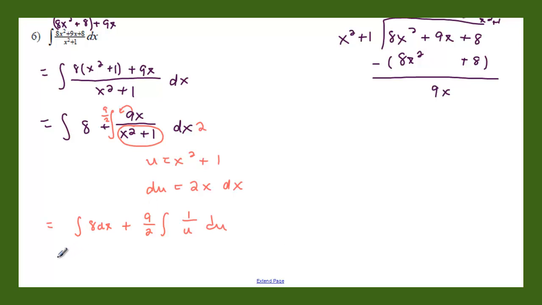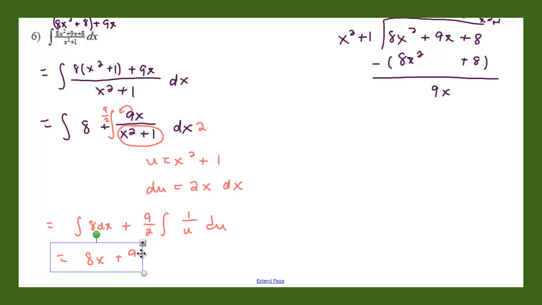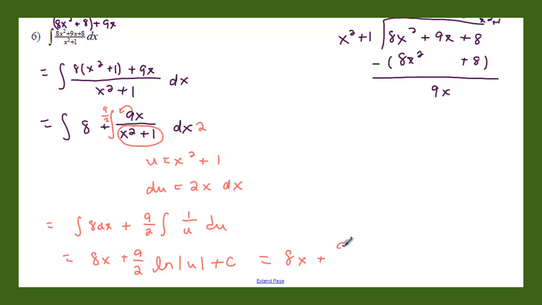Go ahead and do your integrating, and we get 8x for the first one, plus 9 halves times the natural log of the absolute value of u, plus c. And then once you plug that back in, we get 8x plus 9 halves natural log absolute value of x squared plus 1, plus c.